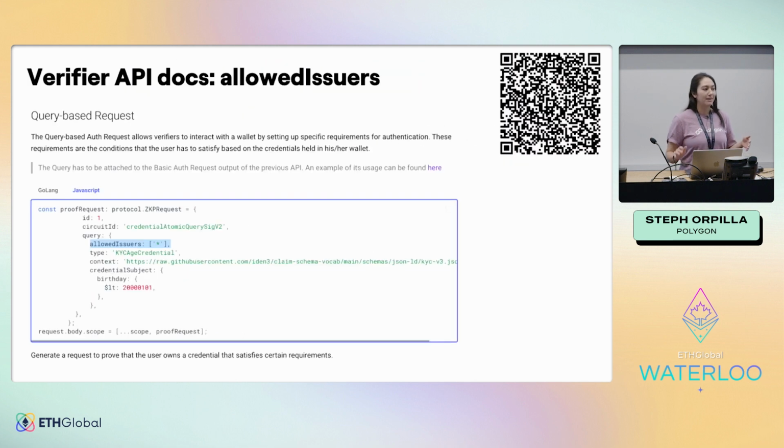So you might be thinking, like, how do we prevent Teddy the dog from being a trusted issuer? We don't actually have to. So the verifiers can specify which DIDs are trusted issuers. So you can see in this code, allowed issuers is set to all. So for this case, anyone could actually issue this type of credential and the verifier would accept it.